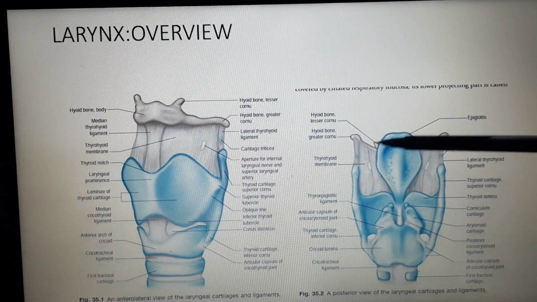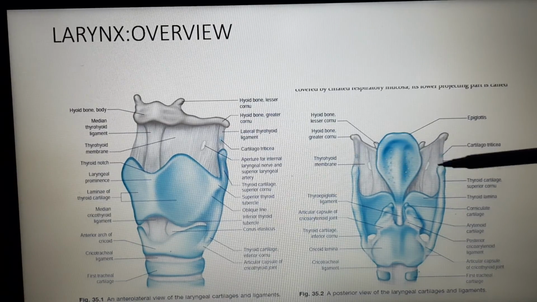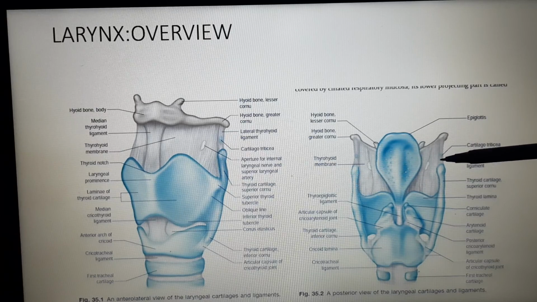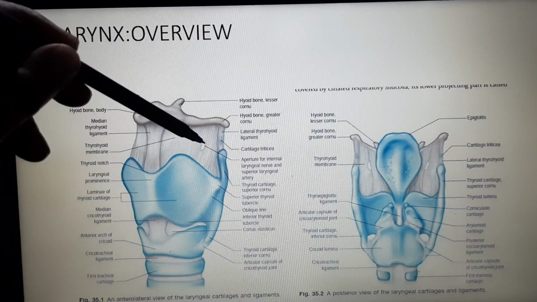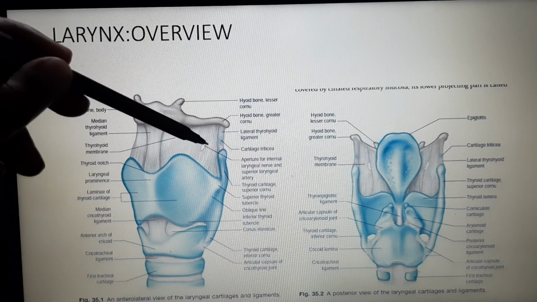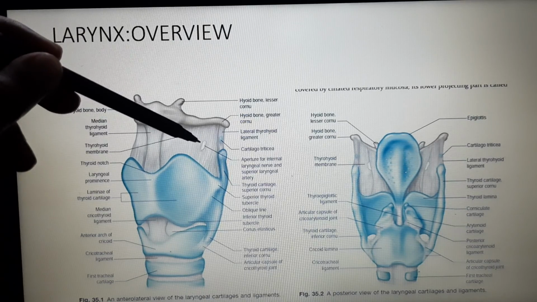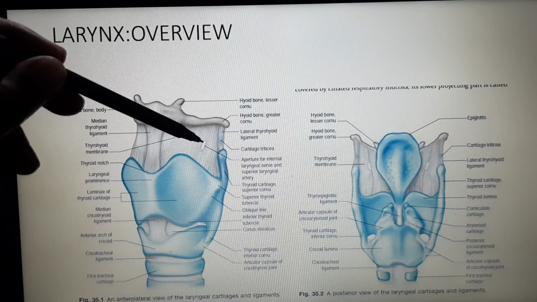These ligaments are known as the lateral thyrohyoid ligament, and there is a cartilage present in this ligament on both sides. This cartilage is known as cartilago triticea. You can also see there is an aperture present in the thyrohyoid membrane for the passage of the internal laryngeal nerve and superior laryngeal vessels.